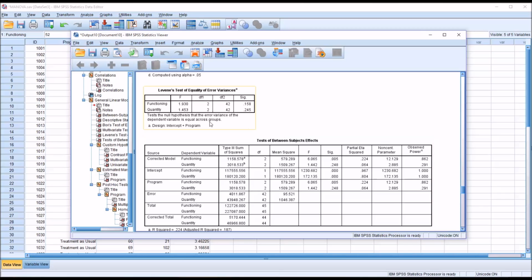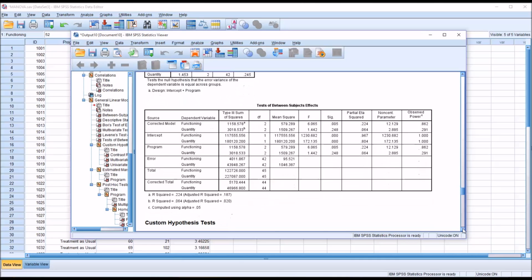Now we do want to interpret Levene's test of equality of error variances, and in this case we have a non-significant result for functioning and for quantity, so we're good. We would worry if we were at 0.05 or below. But with these significance values, we're in good shape. No cause for concern. And now we have tests of between subjects effects.